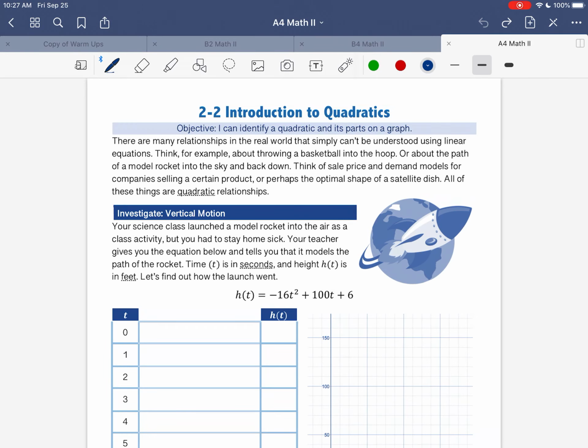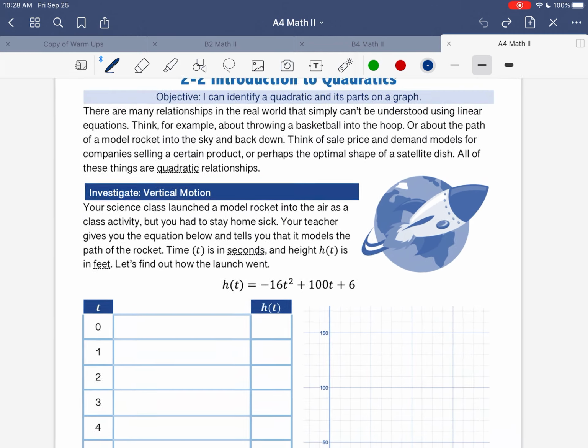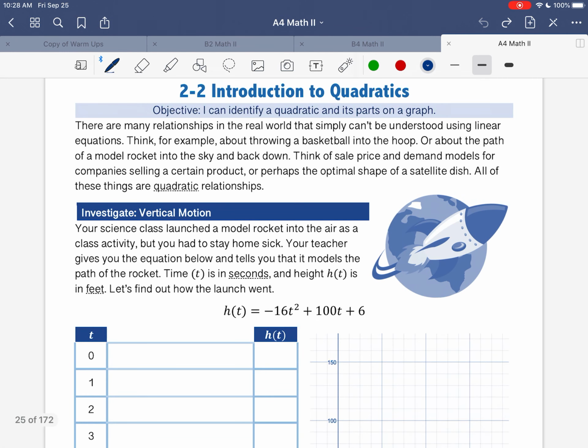All right, so this lesson is Intro to Quadratics, the objective being that we can identify a quadratic and its parts on a graph. So this is actually really exciting. Quadratics are something that we're going to spend a lot of time learning about this year. It's a main part of your curriculum for secondary 2. So today we're just sort of discovering what a quadratic is and what it looks like, and establishing some vocab that helps us to talk about quadratics.